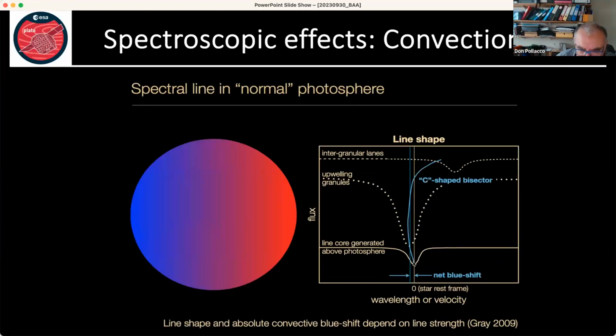So what I've done here is I've called this thing the bisector, right? This C-shaped bisector. This shows you, if you were to measure the absorption line and measure the middle of the line, where bits are produced at different heights. And this we can actually see. The lines are slightly deformed when all of these things come together. And the lines are overall slightly blue shifted because of the convective cells.